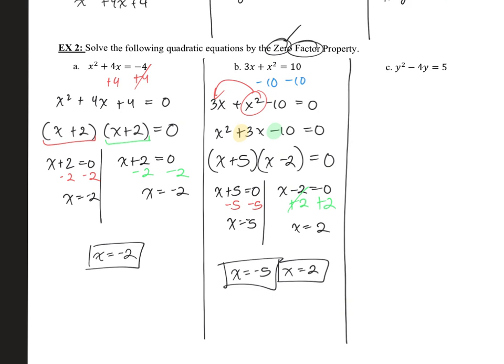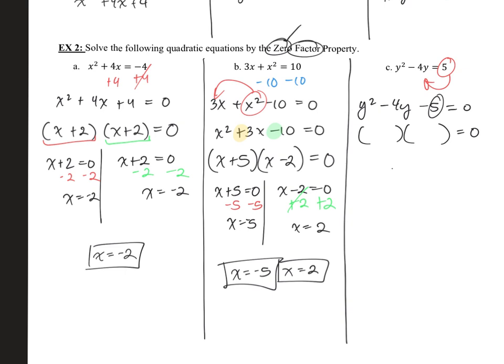Alright, so this is almost set up for the zero factor property. We just want to move the 5 to this side, get everyone on one side. So we have y squared minus 4y minus 5 equals 0. Okay, there we go. Alright, so I'm going to go ahead and start my factoring.